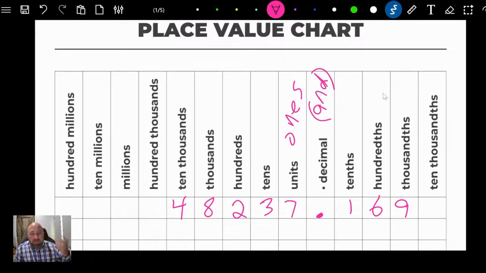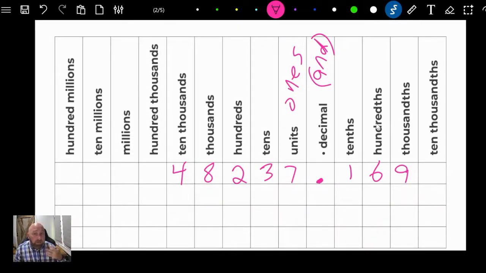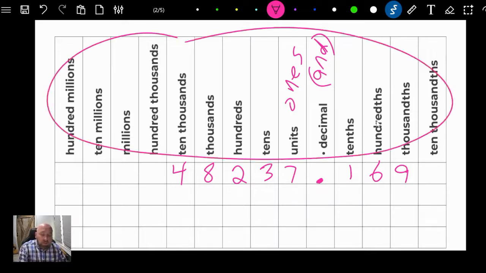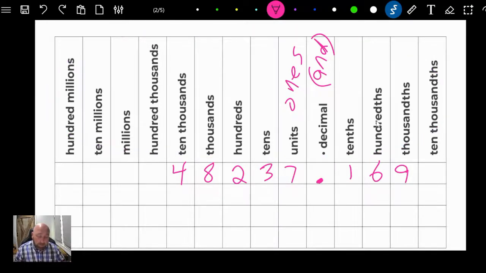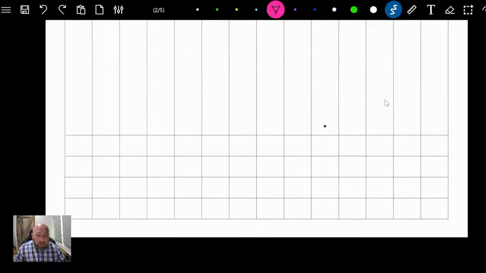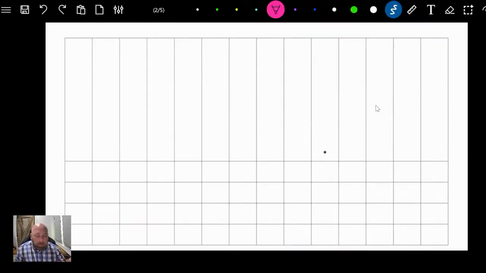Most of you know this. This is review, but I want to spend some time on it. Now, what I would do if I was you is I would practice this. I would write down a bunch of random numbers, maybe put a decimal point in there, and then practice it. And you can use this chart right here to practice with. I kind of got a blank one there. I can write a number in there, and then I'll let you practice saying it.